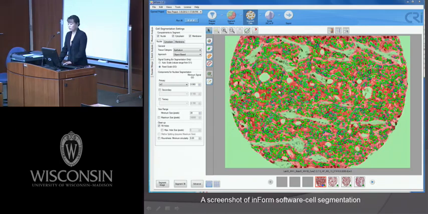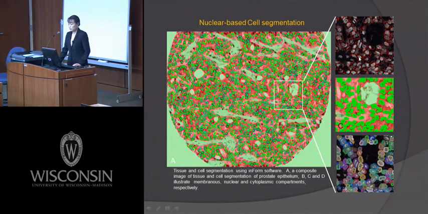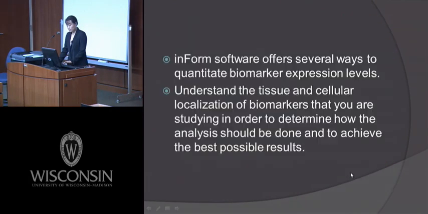So I'm going to further segment the epithelium into cytoplasm and the nuclear compartments, so you can see the membranous compartment, nuclear compartment, and cytoplasmic compartment. The inForm software offers several ways to quantitate the biomarker expression levels. Understand the tissue and the cellular localization of the biomarkers that you are studying in order to determine how the analysis should be done and to achieve the best possible results.